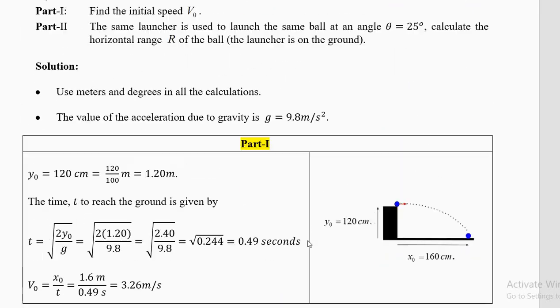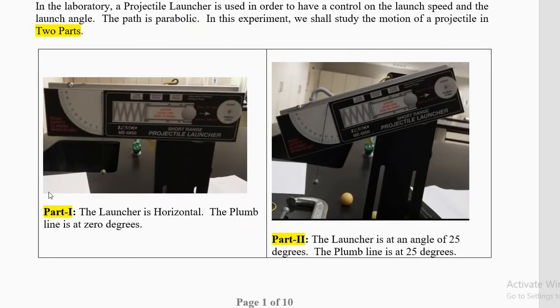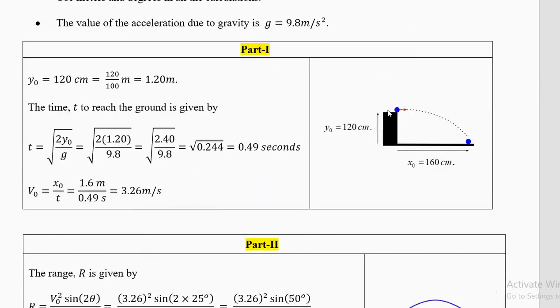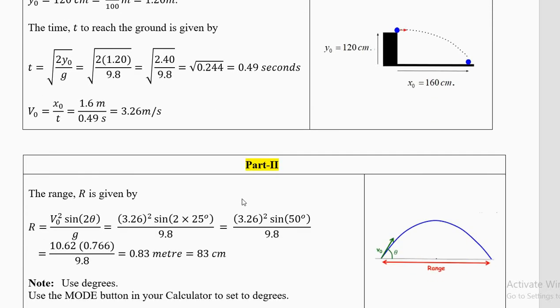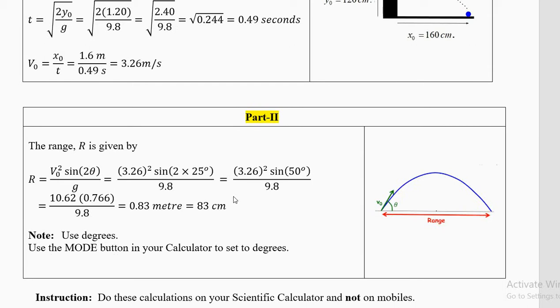Now, how will the experiment look? Let me repeat. This is part 1 of the experiment. You do it from the top of a table, the ball will fall down, you'll measure this distance and you'll measure the height. From the height and the distance, you can calculate the speed. How? The time is given by the square root of 2 into height divided by g. You'll get the time. Once you get the time, speed is distance by time, so you'll get 1.6 divided by the time 0.49, which is 3.26 meters per second. Only distances will sometimes be converted to centimeters, but the speeds will be in meters per second in this experiment.